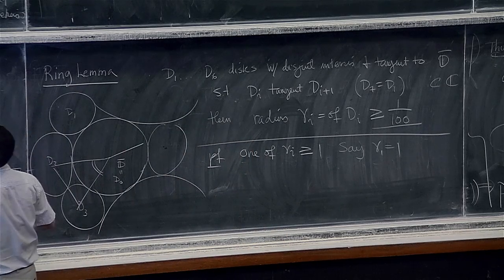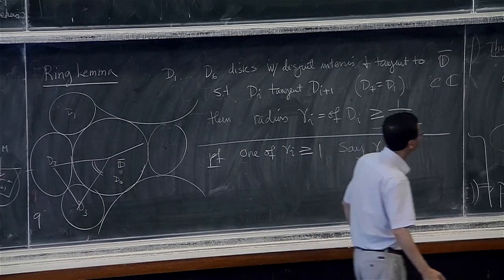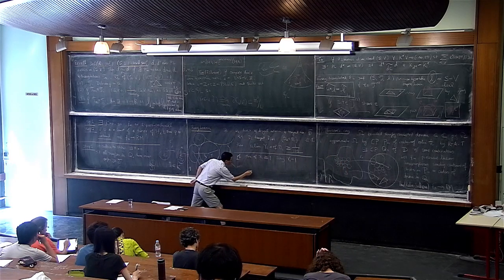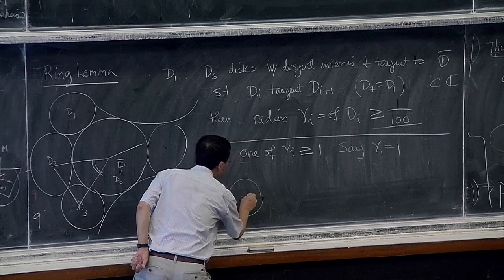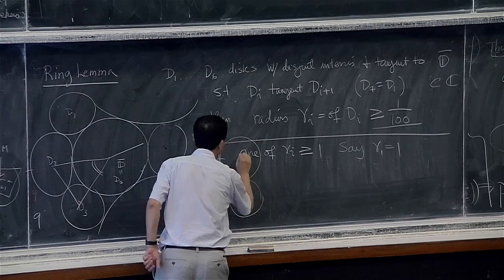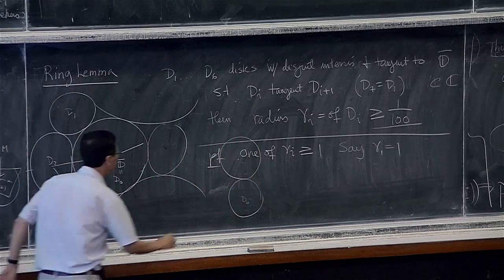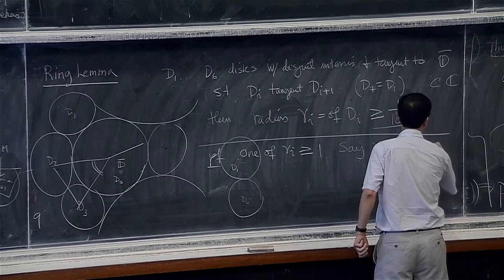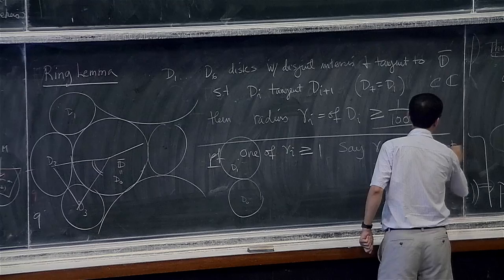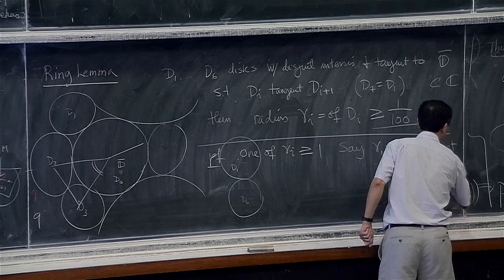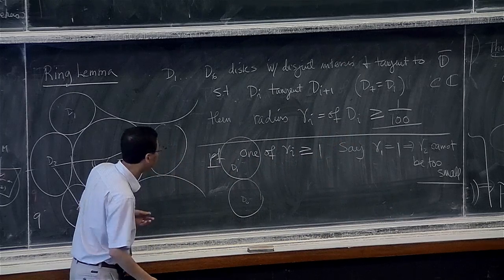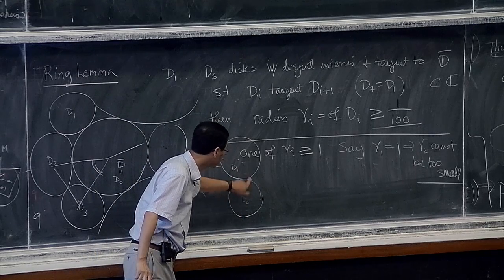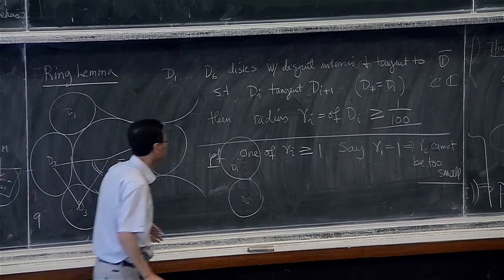Now let's see. Why don't I draw it here? I have radius 1 here, and I have another circle whose radius is relatively large, at least 1. This is D1. Now I claim D2 cannot be too small. What happens is, if D2 is really small, D2 is tangent to D0 and D1 by definition. If D2 is small, then D3 is small as well.